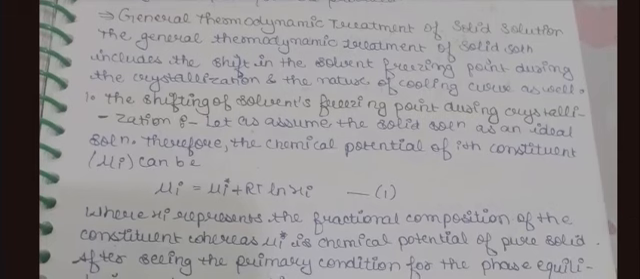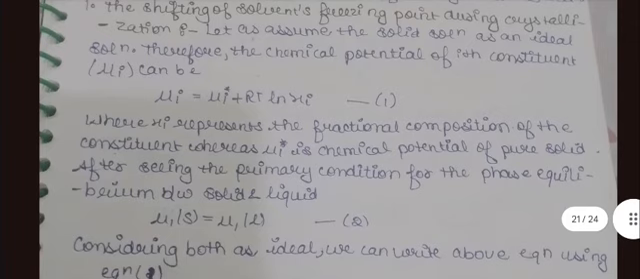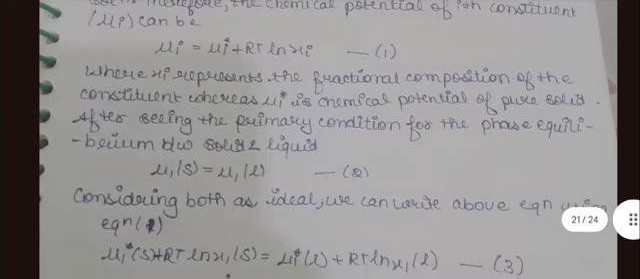The shifting of solvent freezing point during crystallization. Let us assume the solid solution is an ideal solution. Therefore, the chemical potential of the ith constituent, μi, is μi equals μi star plus RT ln Xi, where Xi represents the fractional composition of the constituent, and μi star is the chemical potential of the pure solid.